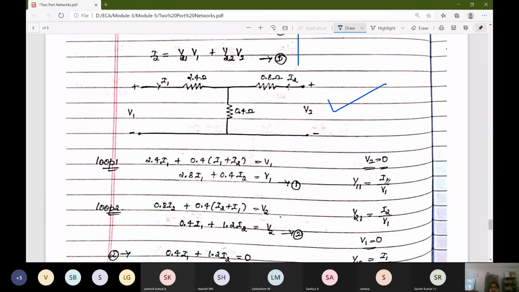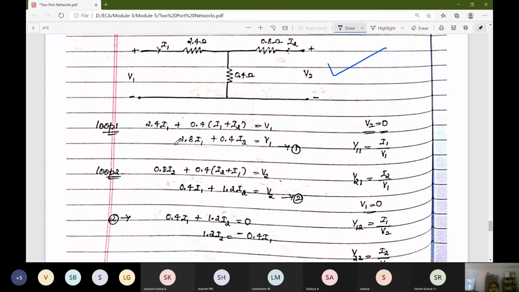For this network, just write the loop equations. So what are the loop equations? We will get 2.8 I1 plus 0.4 I2 is equal to V1. So the first loop equation and the second loop equation are written. It is 0.4 I1 plus 0.8 I2, with both I1 and I2 in the same direction.